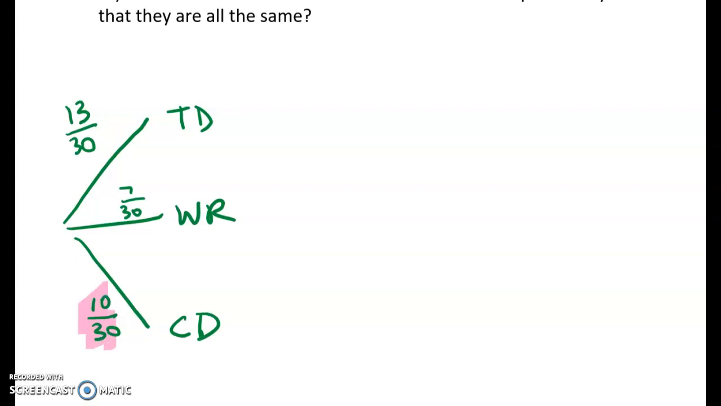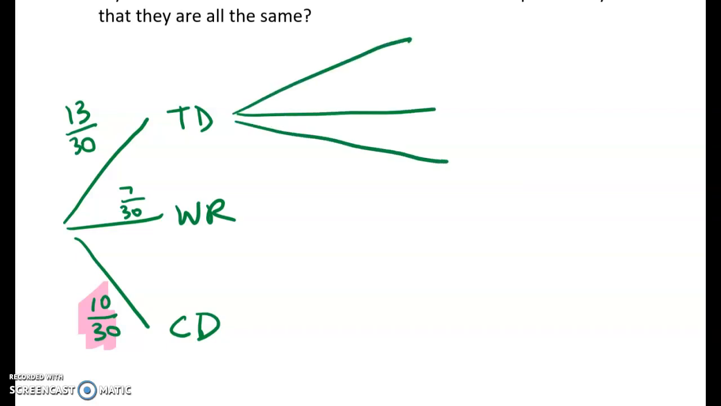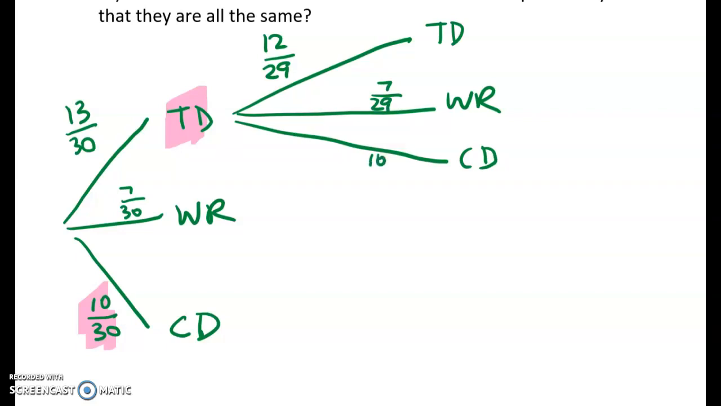Now let's think about the second chocolate and what's going on. Well, the difference now is that we've only got 29 chocolates left, and the probabilities are going to depend on what this first branch was. So if the first chocolate we took was a Turkish Delight, that means there are now only 12 Turkish Delights left out of 29. There are still going to be 7 White Raspberries out of 29, and there will be 10 Caramels out of 29.